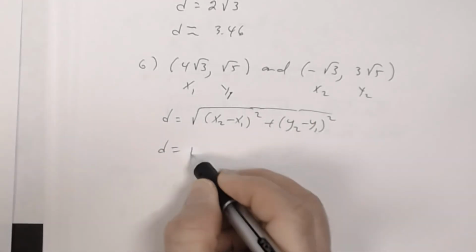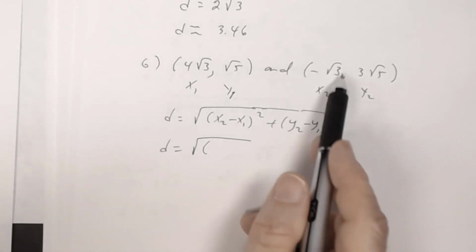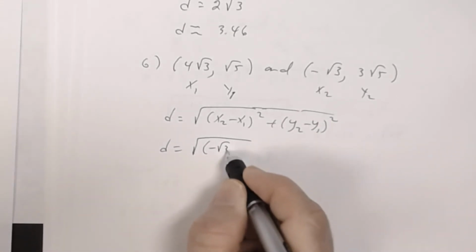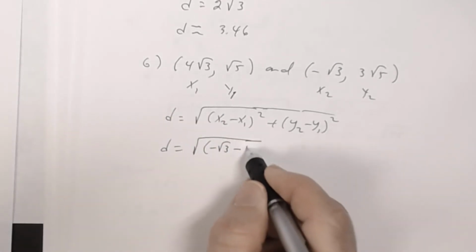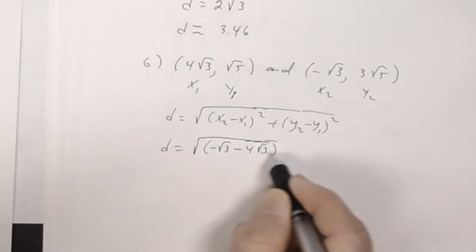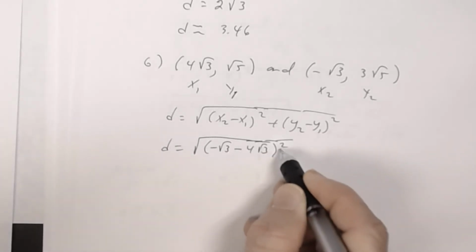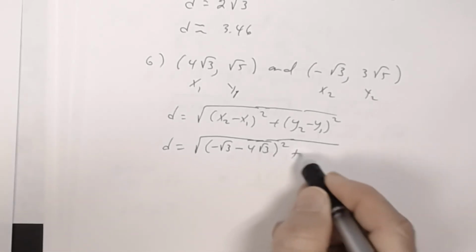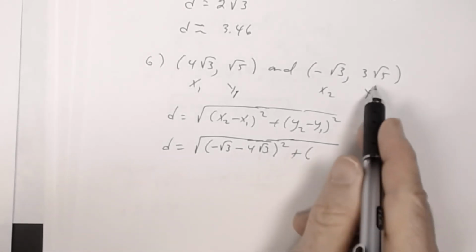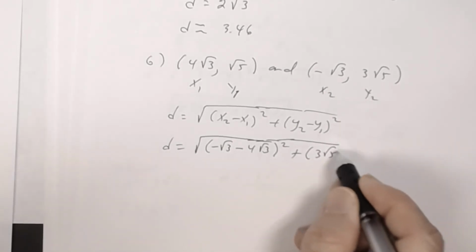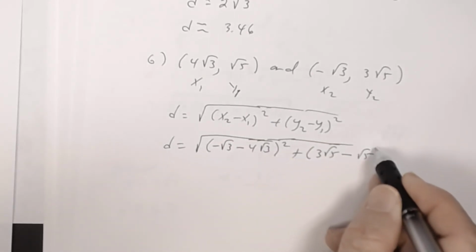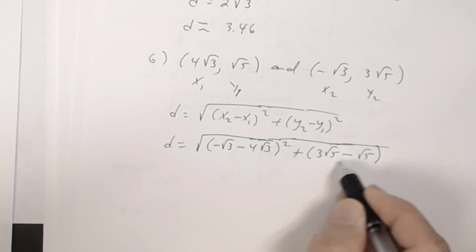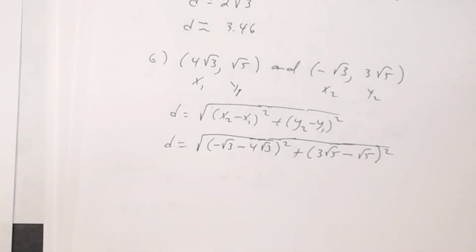So I get distance is the square root of, parentheses, x2, which is negative square root of 3. I am subtracting. Remember, you always subtract. So you got to say subtract x1, which is 4 square root of 3. Whatever that is, though, I've got to square it. So don't forget to say that. Plus, don't forget the plus symbol, parentheses, y2, which is 3 square root of 5. I got to subtract, so you got to say subtract y1, which is the square root of 5. Whatever that difference is, I've got to square it. Okay? So the first step is to make sure you write all this in correctly.